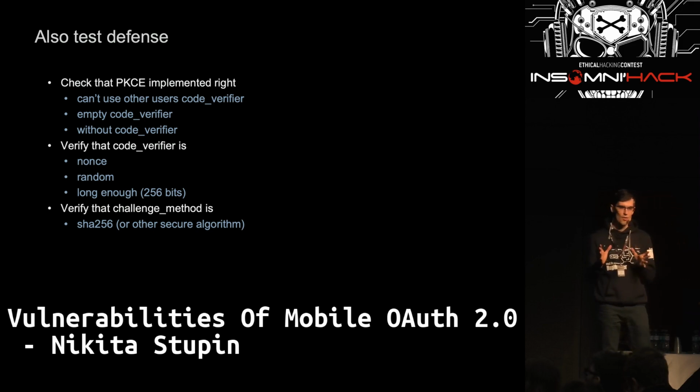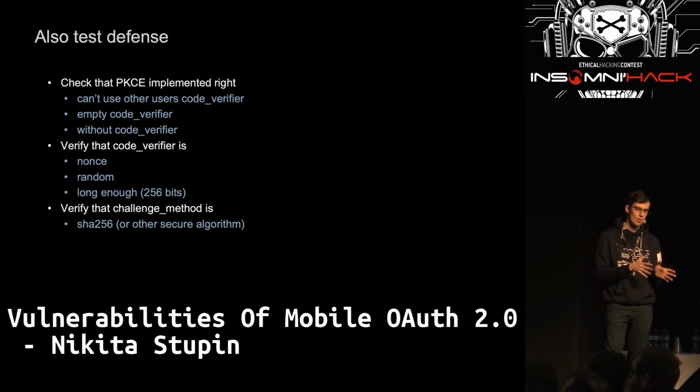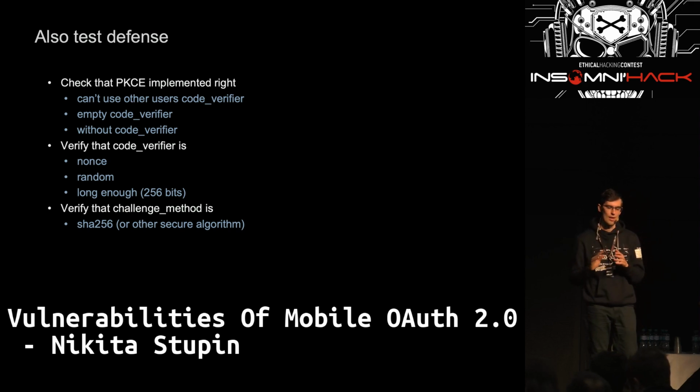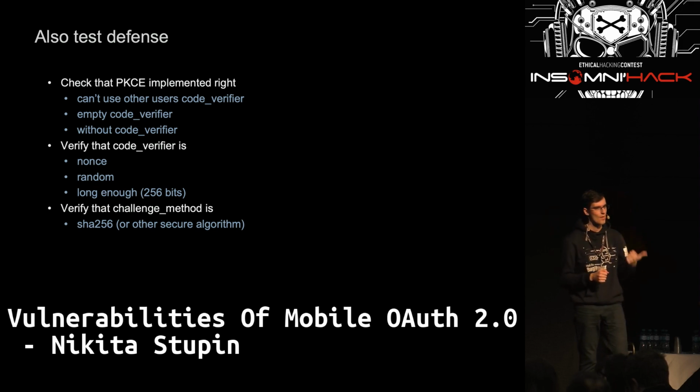And when you're testing for this kind of vulnerabilities, you should not be like, oh, there is code verifier, it's most likely to be secure, I'll just move on and test anything else. But no, you definitely should check how the defense is implemented. In this case, you should play with code verifier and try to remove it completely, try to get code verifier from other user, and so on. And surely check that code verifier is random, long enough, and used only once.